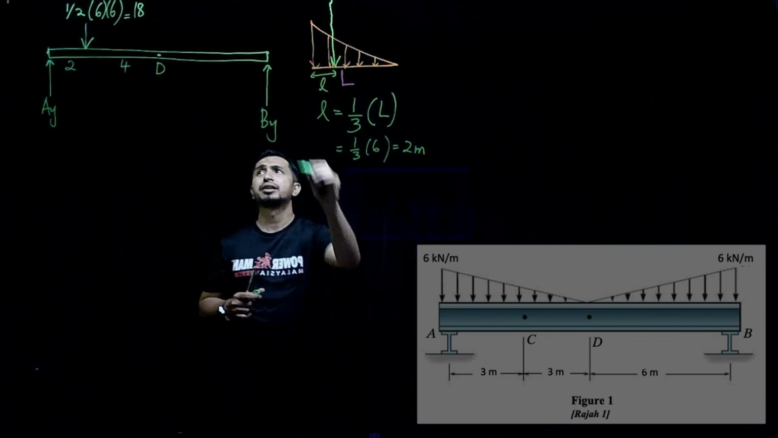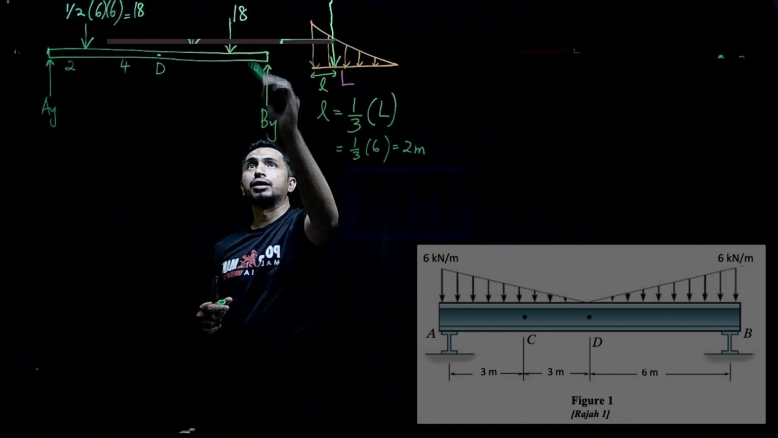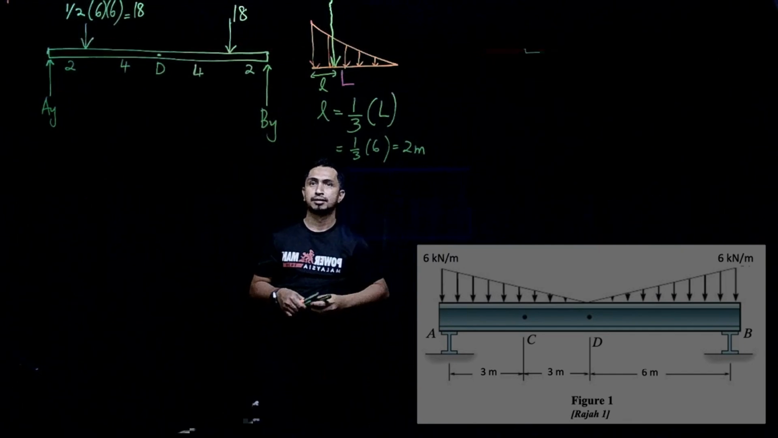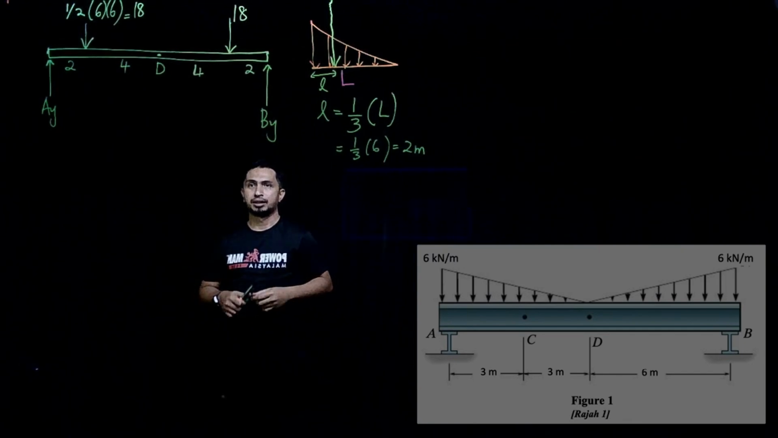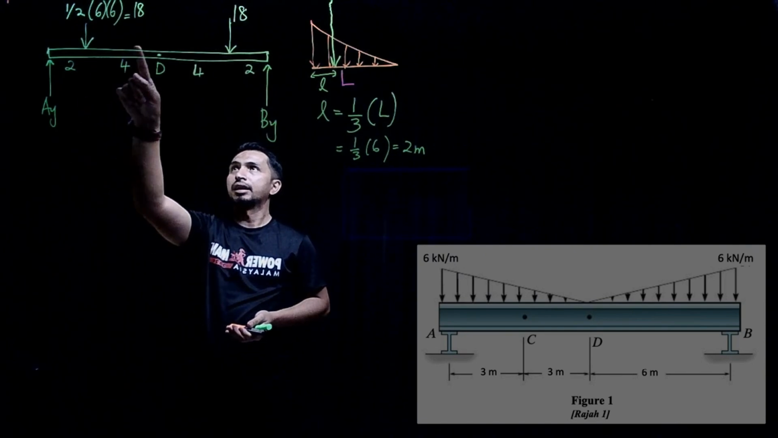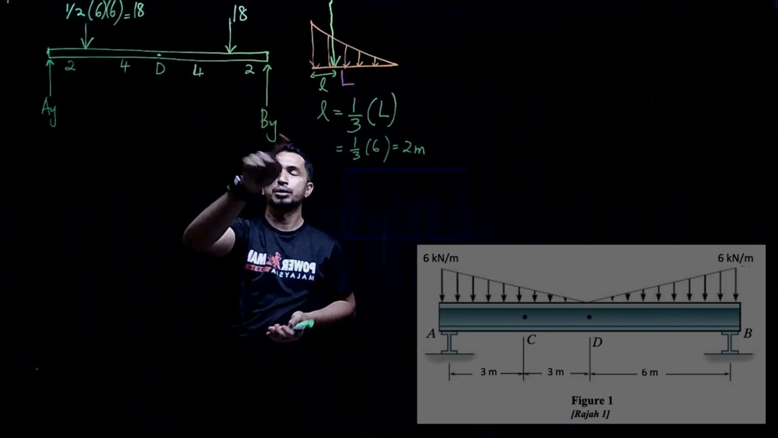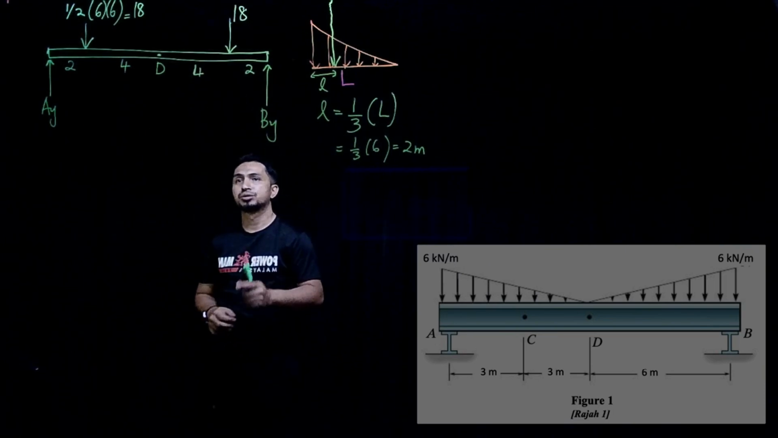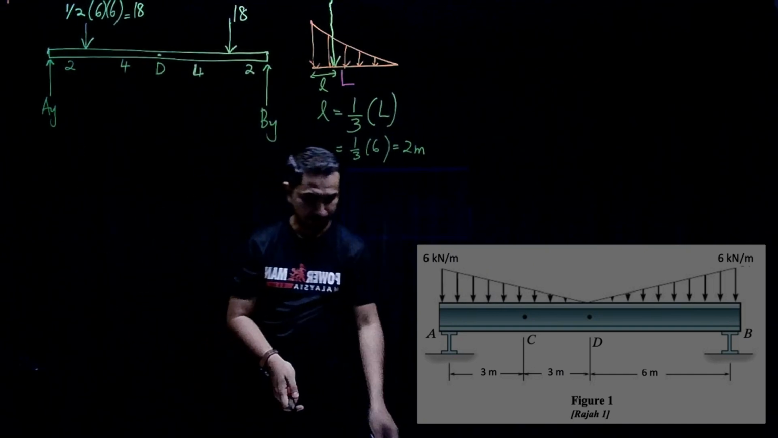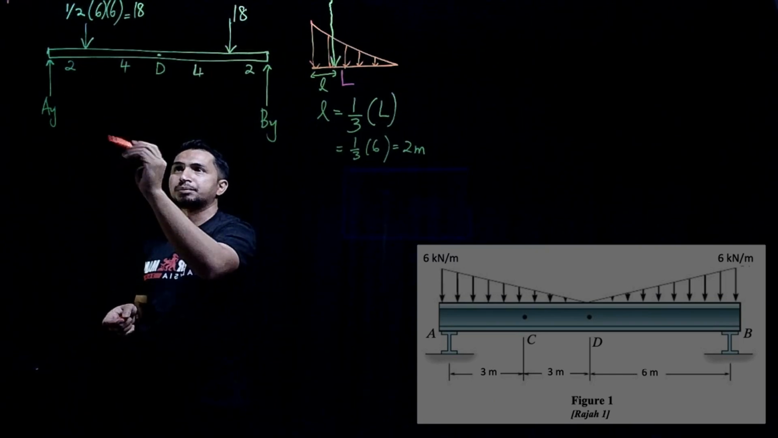And also the same thing here, we will have 18 kilonewton over here. This is 2 meter, this is 4 meter. So you have AY, 18 kilonewton over here, 18 kilonewton at this point, and also BY. Then you need to solve these two unknowns. So I will do it together. I will take point A as my reference point.